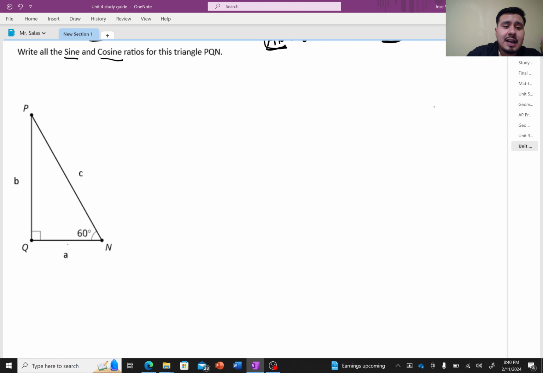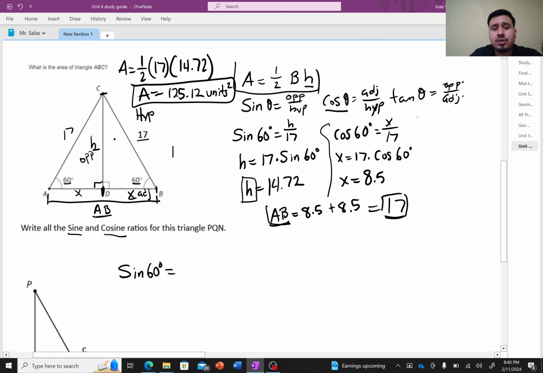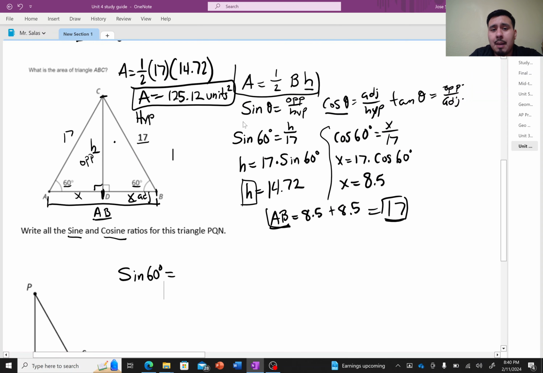So I can see that I have an angle here. This angle is 60 degrees. We're going to go ahead and say that that is our reference angle. So if 60 degrees is my reference angle, I can go ahead and say sine of 60 degrees is equal to, well, if you look at your previous problem, you should have copied these in your notes.